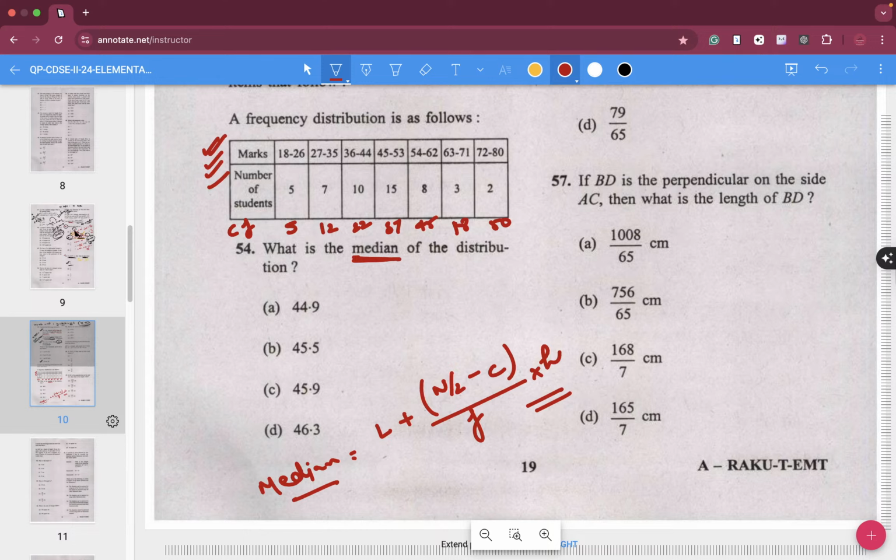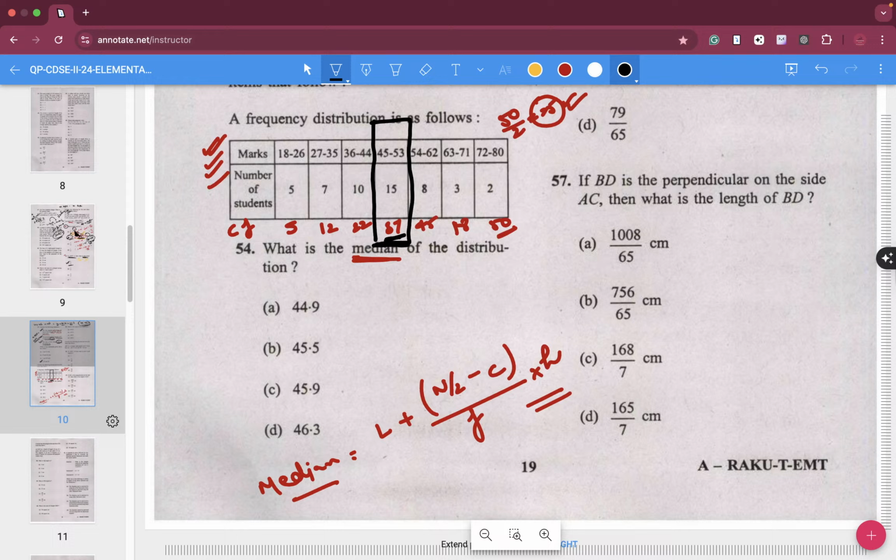2-3 questions from this statistics are guaranteed for sure, 100% guaranteed. How do you find out the median class? The total number of observations is 50, so you do 50 by 2, which is 25. Where you have the cumulative frequency which is just more than 25, that is your median class.